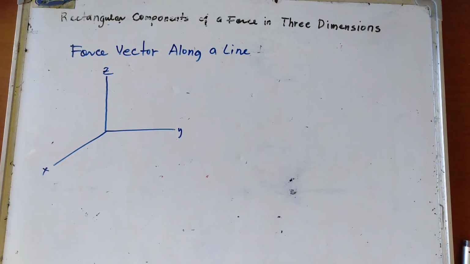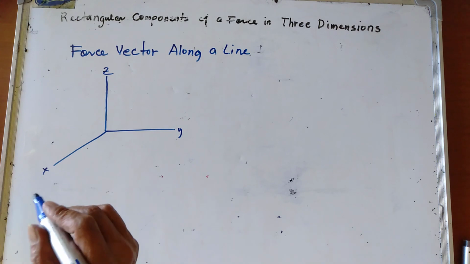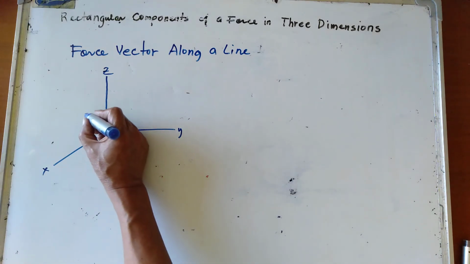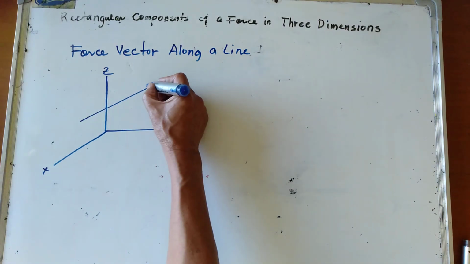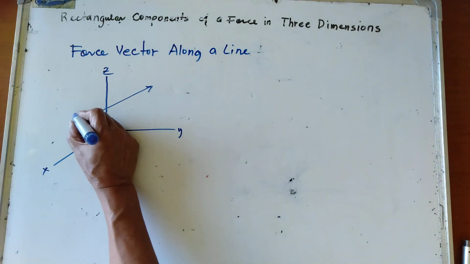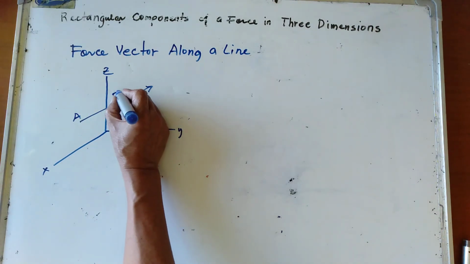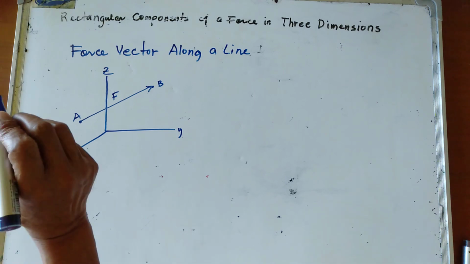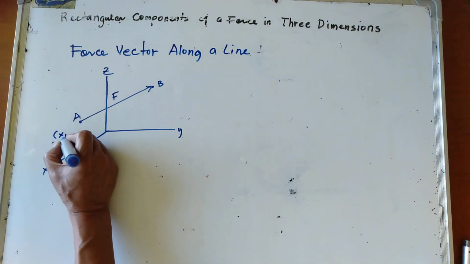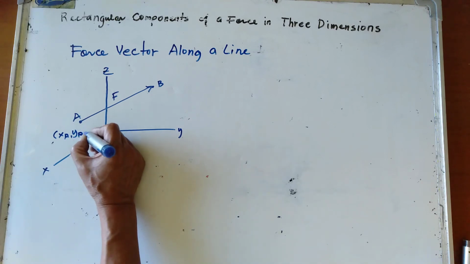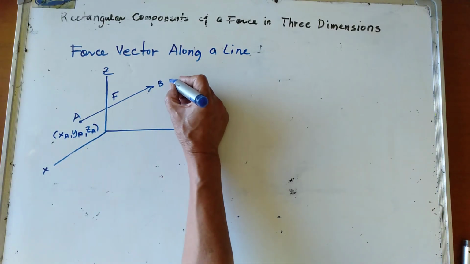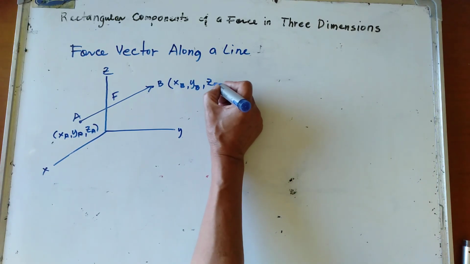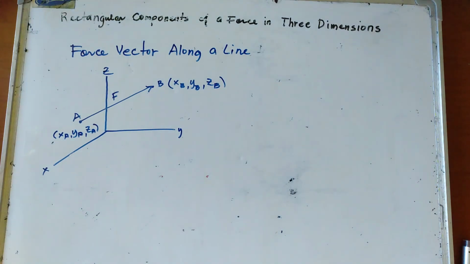Force vector along a line. Let us consider a vector directed from point A to point B. So this is a vector F which is directed from point A to point B. Now the coordinates of point A are x sub A, y sub A, and z sub A. And the coordinates of point B are x sub B, y sub B, and z sub B.